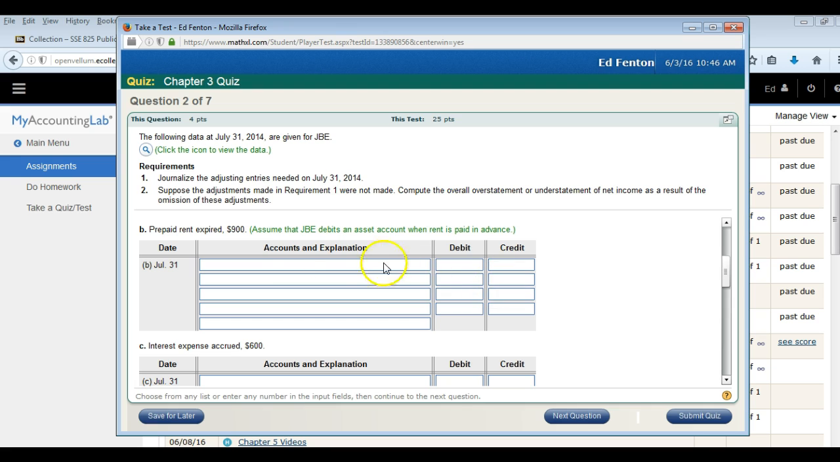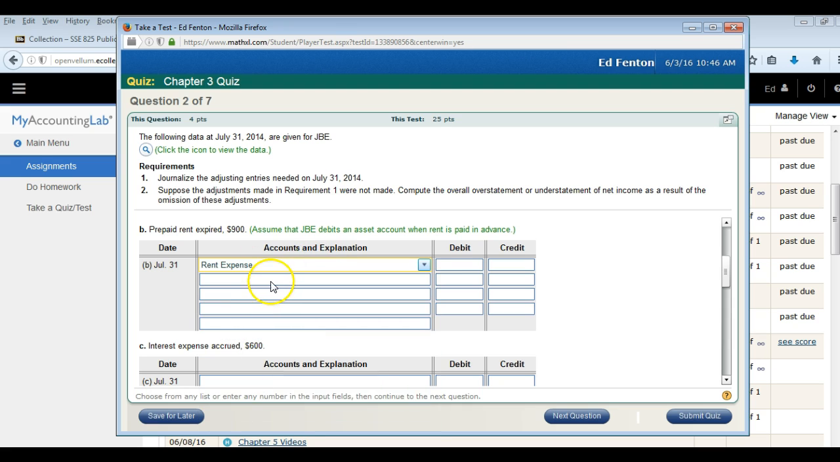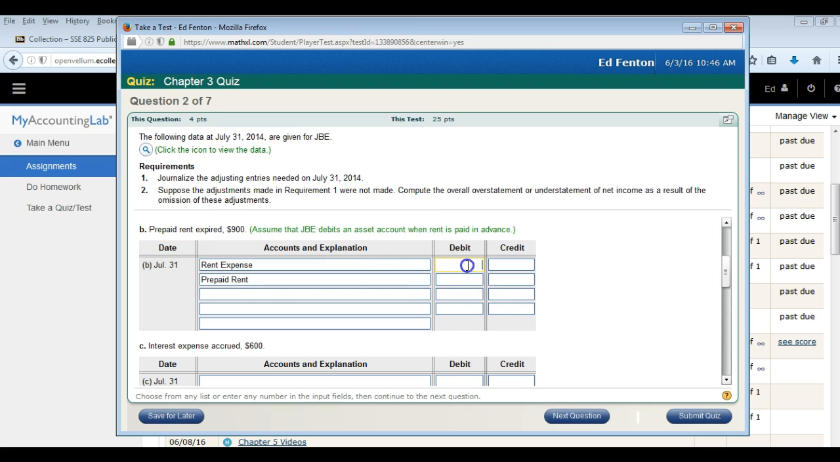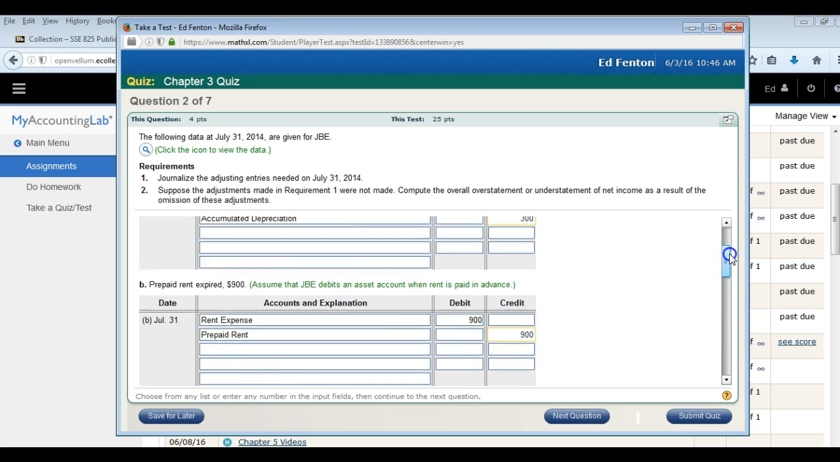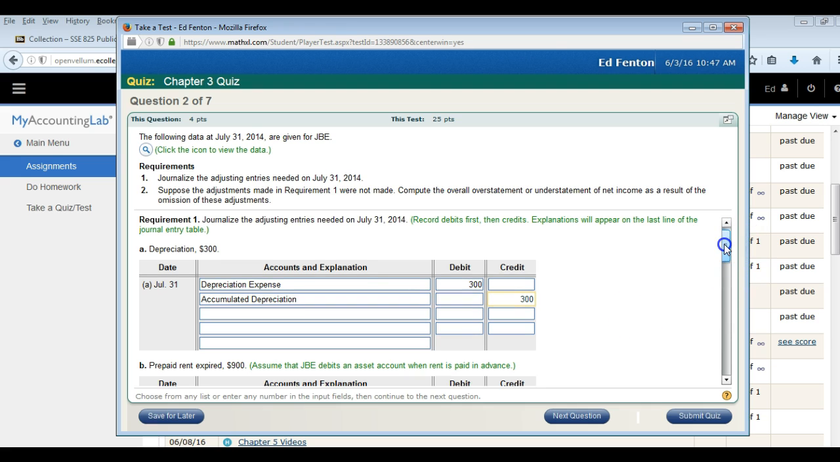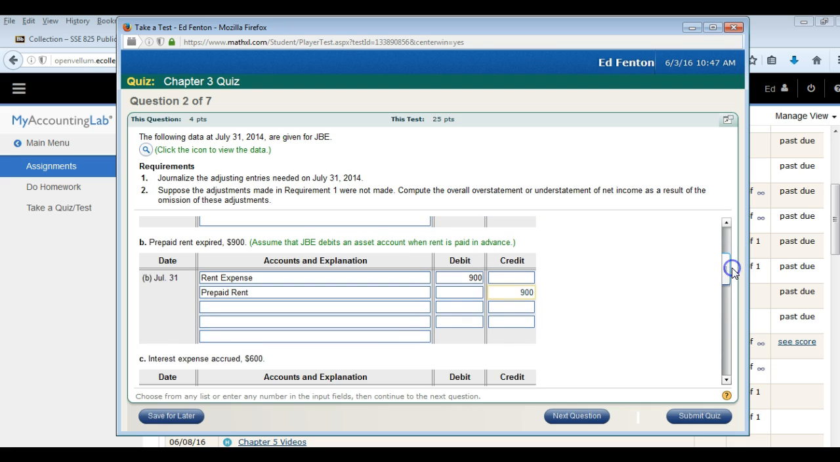Go to the second one here. Let's just do this one real quick. Prepaid rent expired, $900. So that means it's now rent expense, and we are going to reduce the asset account called prepaid rent, for 900. On this one, we increased expenses again, which has the effect of lowering net income. Now, if these first two entries were not made, then net income would be overstated by $300 for the first entry and $900 for the second entry.